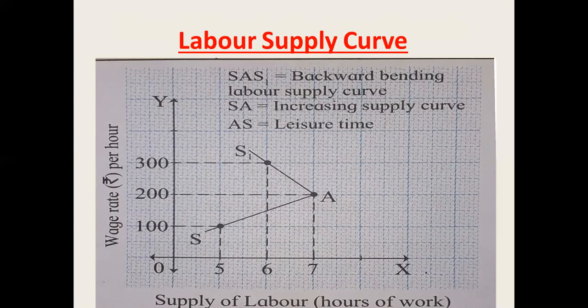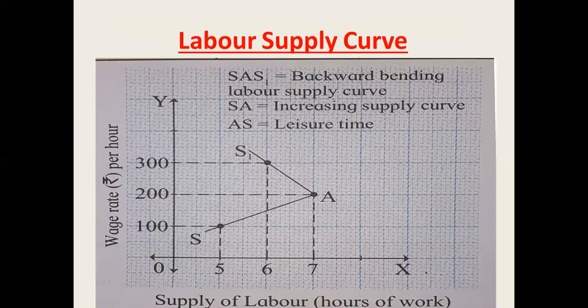Initially, when the wage rate is rupees 100 per hour, the hours of work are 5 and the total amount of wage received is rupees 500. So this is explained in the left to right upward stage. Then at a certain stage, the laborer cannot provide extra labor. So the laborer will prefer leisure time and refuses to work for an extra hour. He is ready to work only for 6 hours.